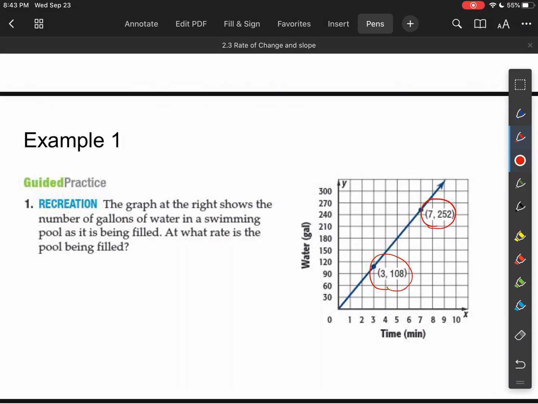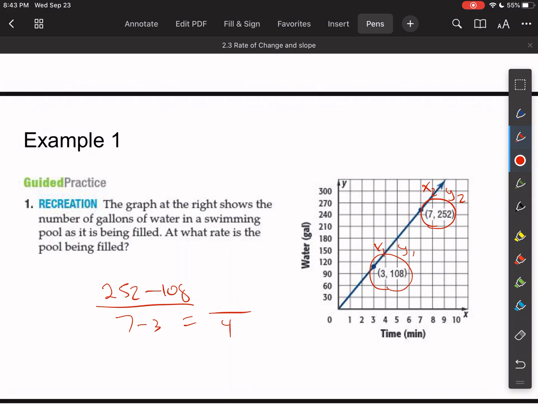So if we call this, well, I guess we'd call this, okay, so this is x2. We'll call this x2, y2, x1, y1. Okay, so we have 252 minus 108. Okay, that's a change in y over the change in x, which is 7 minus 3. Okay, so when we do this, we get 4.